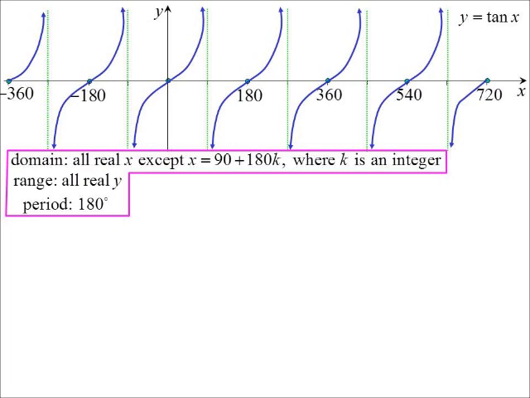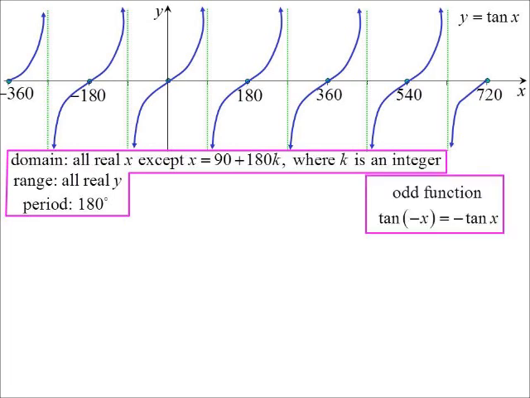Range, of course, is a lot easier. All real y. The period for this is only 180. Only takes 180 degrees to repeat. It is also an odd function. It has rotational symmetry. So the factor we could use for tan would be the tan of negative x is the negative of tan of x. So again, that may help us in problems.